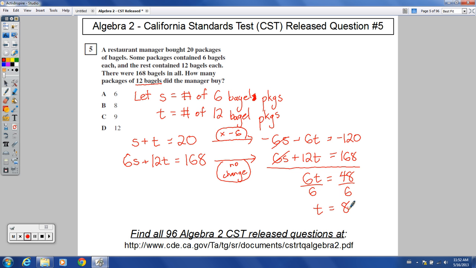So there's 8, or I should say, yeah, I should really say 12 bagel packages. That's the better way to say that. So I have 8 total 12 bagel packages.